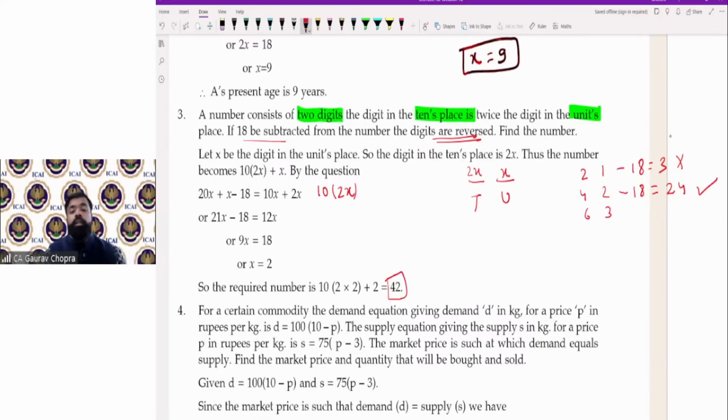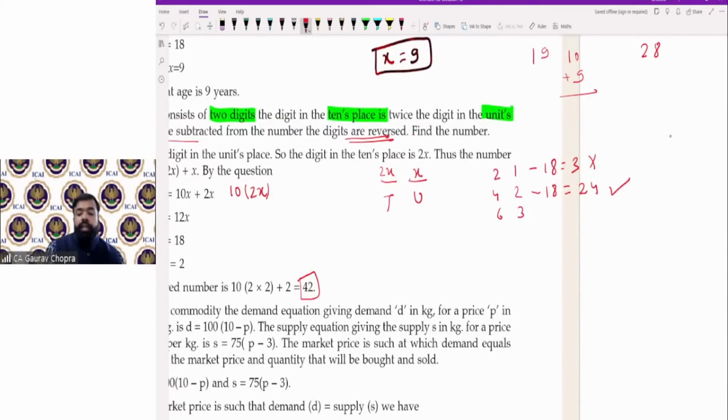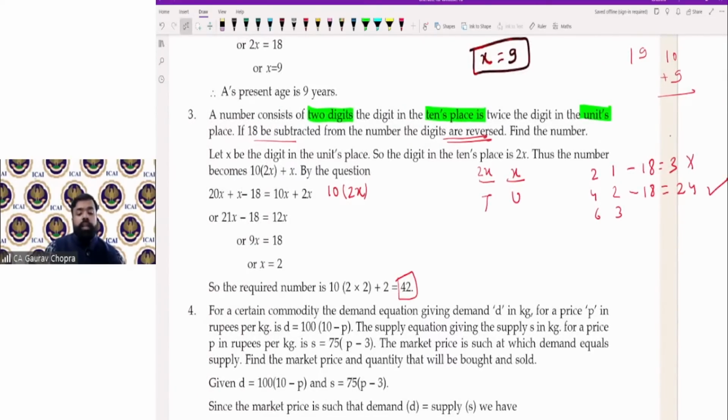Okay, you have done the place value in the lower classes. Like if number is 19, then we write 10 plus 9. If it is 28, then we write 20 plus 8. Then it becomes 28. So similarly, here we write 10 into 2x plus x. So this is a two-digit number. So number at unit place is x and that is twice.